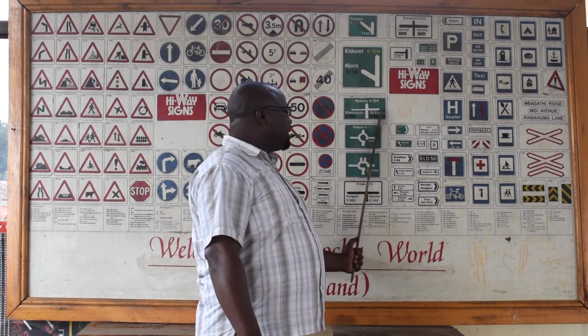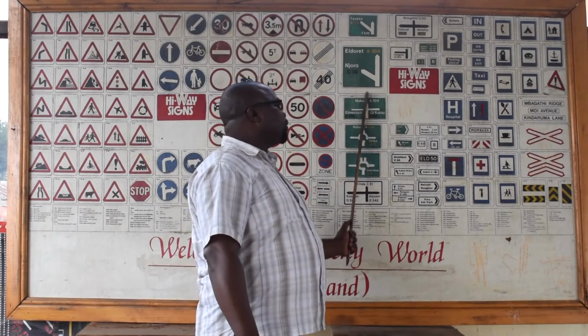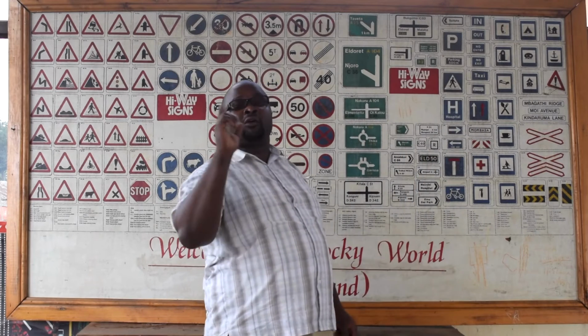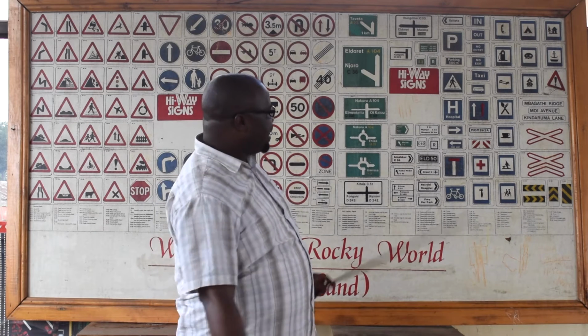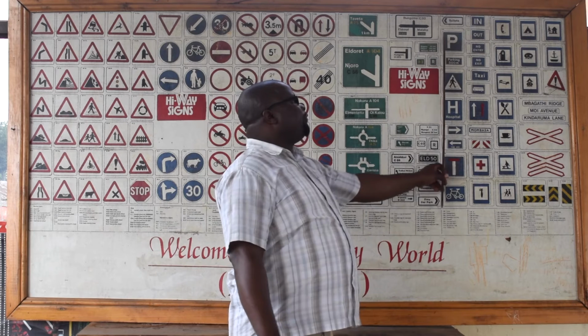If I turn to my right, I'm going to Lekolo. And if I go straight, I'm going to Nakuru. So you are given the correct direction. That's the main function of advanced directional signs. We also have route confirmatory signs.